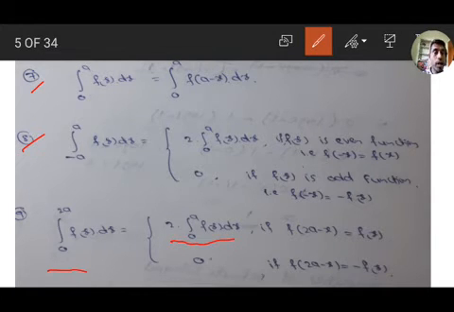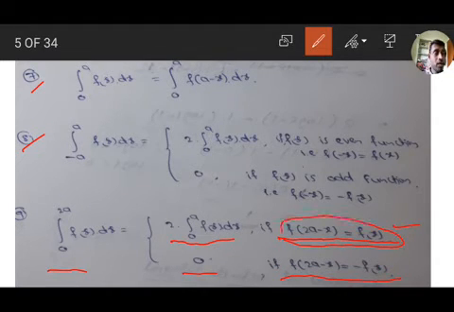integration 0 to a f of x dx if f of 2a minus x equal to f of x, and integration 0 to 2a f of x dx equal to 0 if f of 2a minus x equal to minus f of x. If it is f of 2a minus x equal to f of x, then the integration value is 2 into 0 to a f of x dx. If f of 2a minus x equal to minus f of x, then integration 0 to 2a f of x dx value is 0.